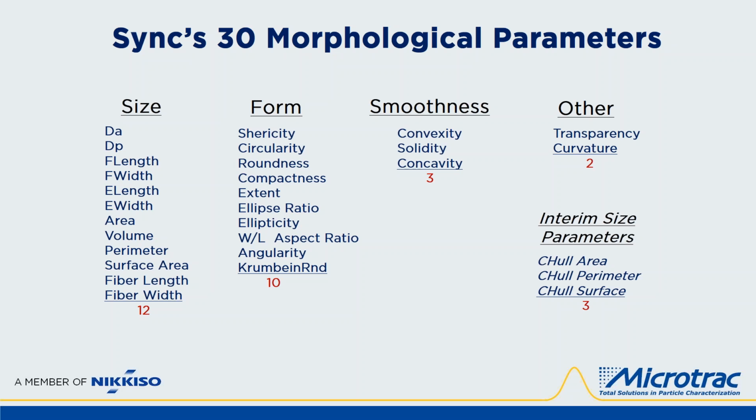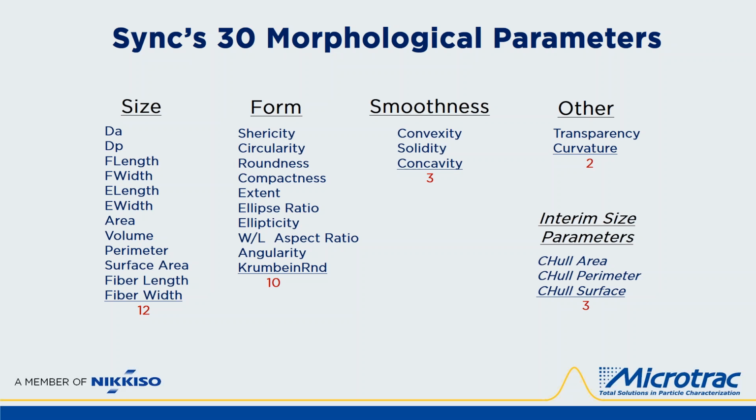Form factors include 10 different parameters that indicate how closely the particle is to being a perfect sphere, or various aspect ratios or elongations of the particle. Surface smoothness parameters are just that. 3 different parameters can indicate the texture of the particle surface. On a scale of 0 to 1, convexity and solidity values of 1 would be a very smooth convex surface. Concavity would report the reverse.